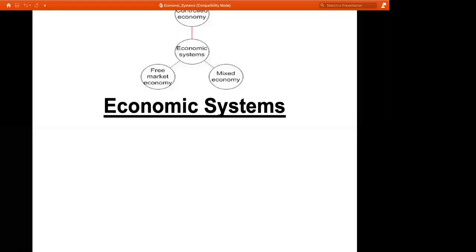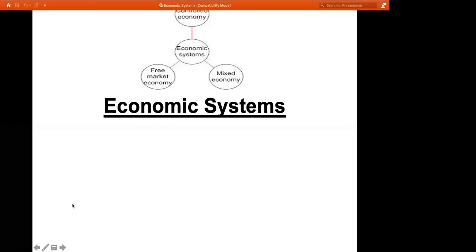Welcome back. Now the second topic is about economic systems. We do not have much here. We have three economic systems: the capitalistic economy, the mixed economy, and free market, and the third one is the socialistic or communalistic economy.